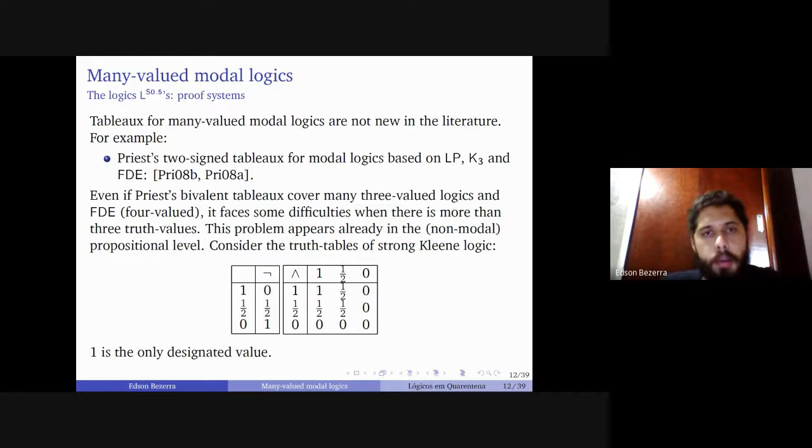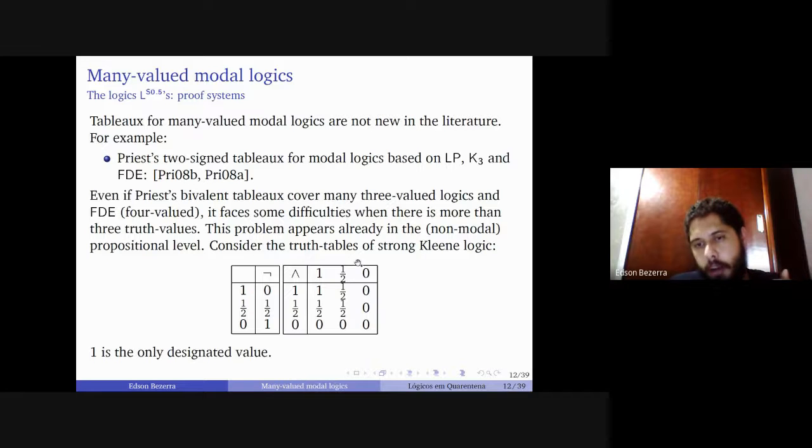We could, in principle, apply his method to our logics, but his two-signed tableaus face a problem when we have more than three truth values. For example, now I will give, in the propositional case, the tableaus for strong Kleene logic. So I will explain why we cannot, at least directly, take his method and apply it to the many-valued modal logics I am working on.